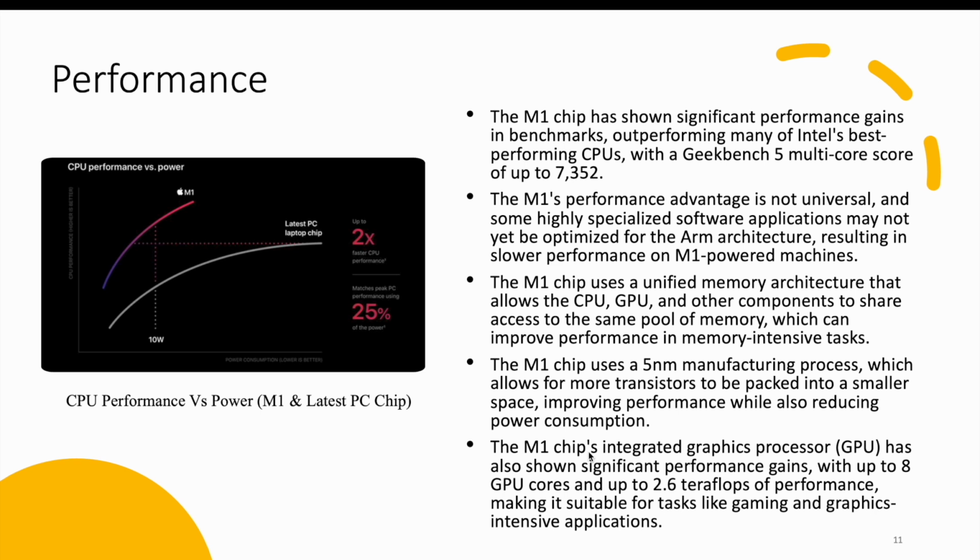And to my left is a performance comparison of the M1 chip when compared with the latest PC chip. So we can see that the M1 chip outperforms, with up to 2 times faster CPU performance, and almost matches peak performance using 25% of the power. So this is one of the greatest achievements of the M1 chip.